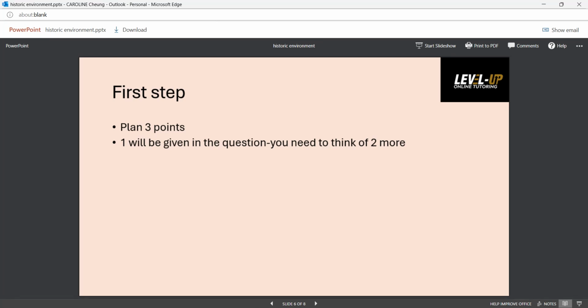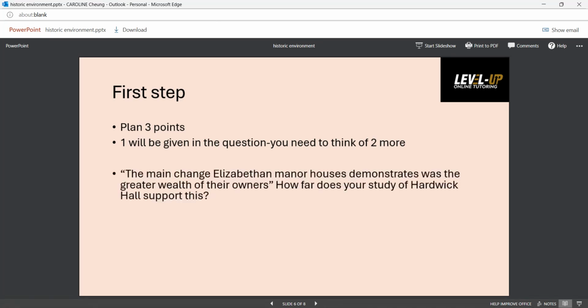It's just an example. So the main change Elizabethan manor houses demonstrates was the greater wealth of their owners. So the reason we start to get these incredible stately homes in the Elizabethan times is there were more people with money kicking around at the time to build them. How far does your study of Hardwick Hall support this?